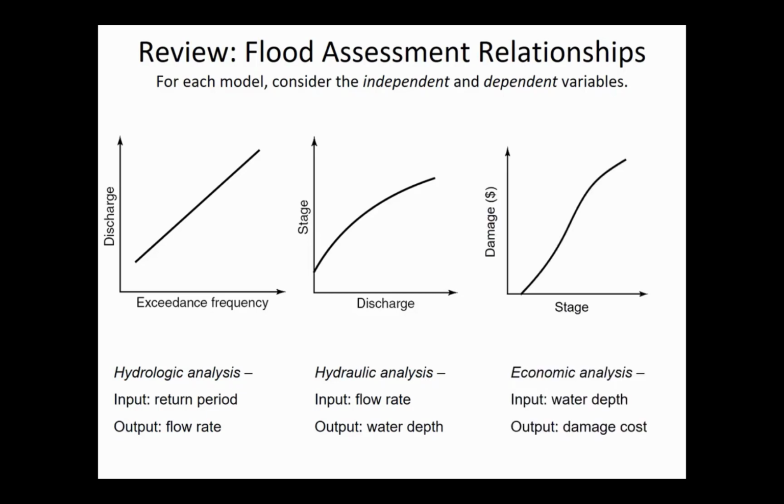And then this final model, we put in a certain depth: how much damage do we experience? And so, stage versus damage. The input, the independent variable, is the depth. And then this economic model, a surveyor has gone out and identified at what elevation different structures are. And then we have from the tax data the appraised value of every structure.